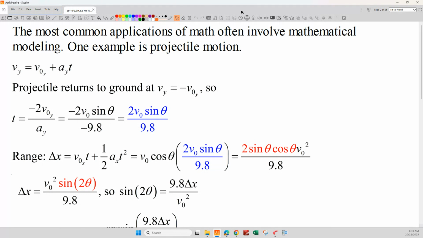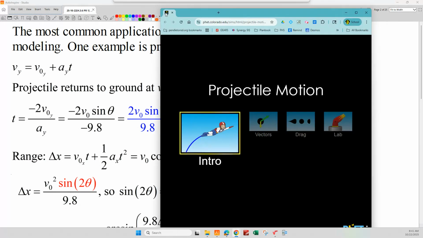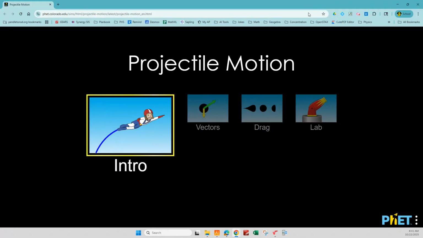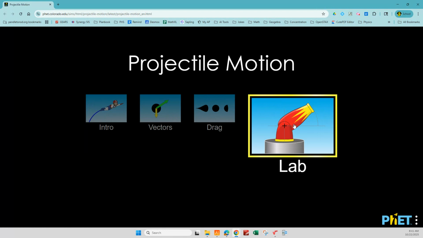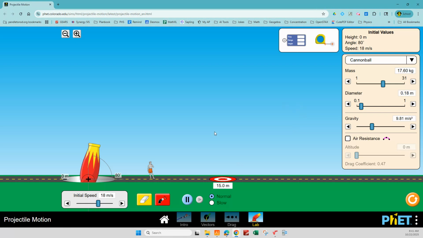So if we pull up, I want to pull up an example here. Oh, what did it do? Let's see. Oh, here we go. Yeah. This is what I want. This guy. Okay, we're just going to have a little fun here. We're going to play with the simulator. Projectile motion simulator.